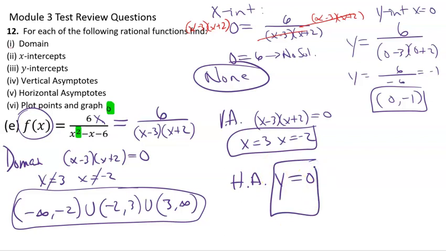Want to transfer this information over to another graph again. There might be enough of a scale there for us to get this done, but we're sure going to try. So, what do I got? Verticals of 3, negative 2, no x-intercepts, a y-intercept of 0, negative 1, and a horizontal asymptote of y equals 0. Okay?